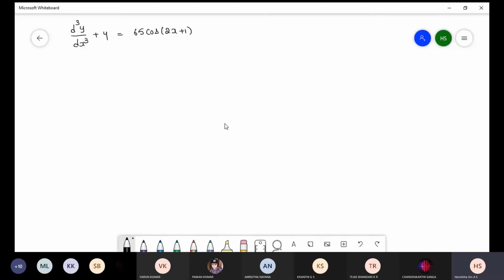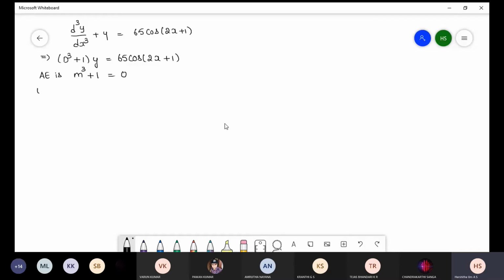d cube y divided by dx cube plus y is equal to 65 cos of 2x plus 1. First we have to write in the differential operator, that is (D cube plus 1) into y is equal to 65 cos of 2x plus 1. Now again we have to write the auxiliary equation where D is replaced by m. So m cube plus 1 is equal to 0.